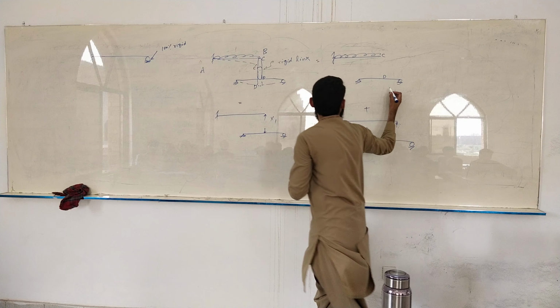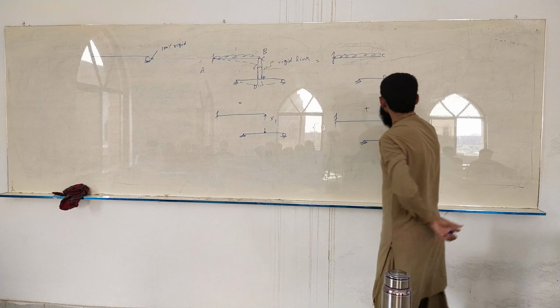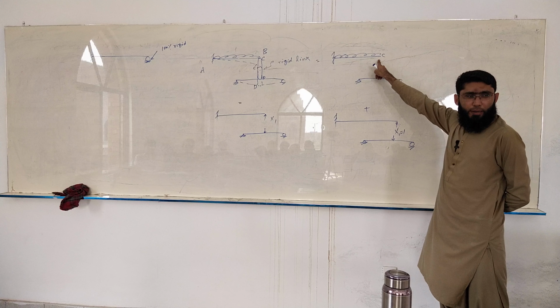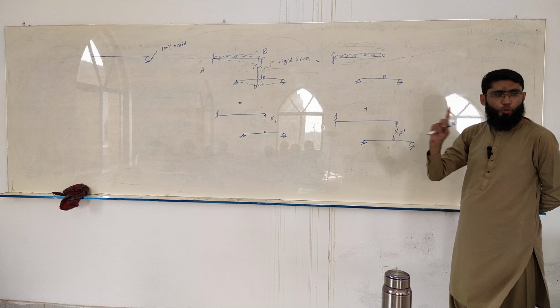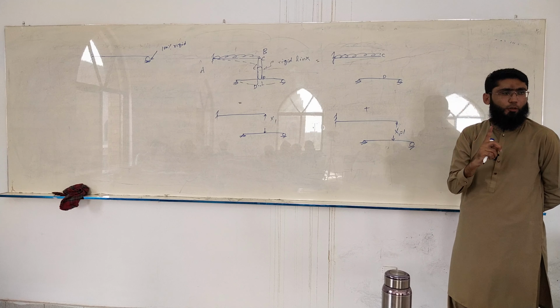Now this is the primary structure subjected to unit value of redundant. So the primary structure subjected to the applied loading, which is UDL in this case, and this is the same primary structure subjected to a unit value of the redundant. In both cases, what we are going to do is find the relative displacement between C and D.